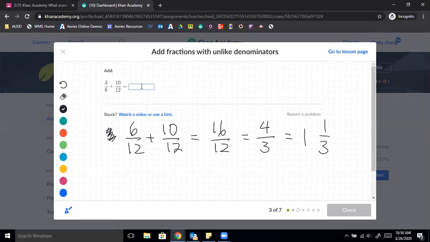You don't have to exit out of this marker thing if you just want to type in the answer. But you will have to exit out if you want to watch a video or use a hint. Otherwise, you get the point. Okay, so 1 and 1/3.